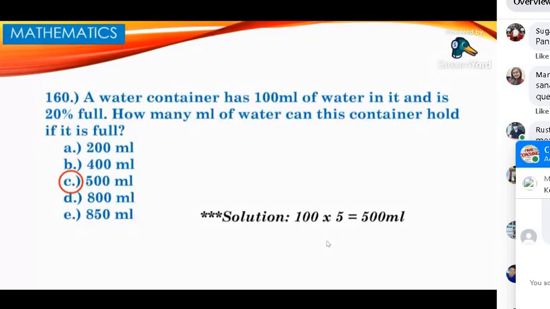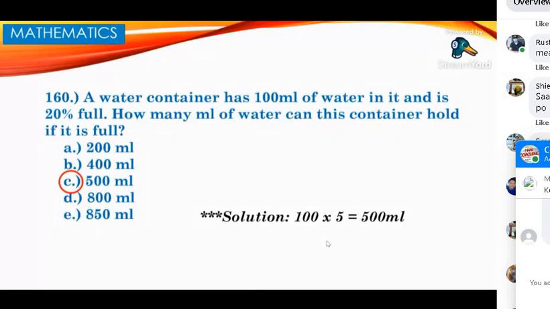Okay, a water container has 100 ml of water in it and is 20% full. How many ml of water can this container hold if it is full? Okay, so ano na po ang gagawin natin dito? When we say 20%, based on our discussion, pag sinabi natin 50%, that is kalahati. Pag sinabi natin 25%, that is 1/4. Pag sinabi natin 20%, that is 1/5. So, ibig sabihin, the container with 100 ml of water is 1/5 full, or that is 20% full.